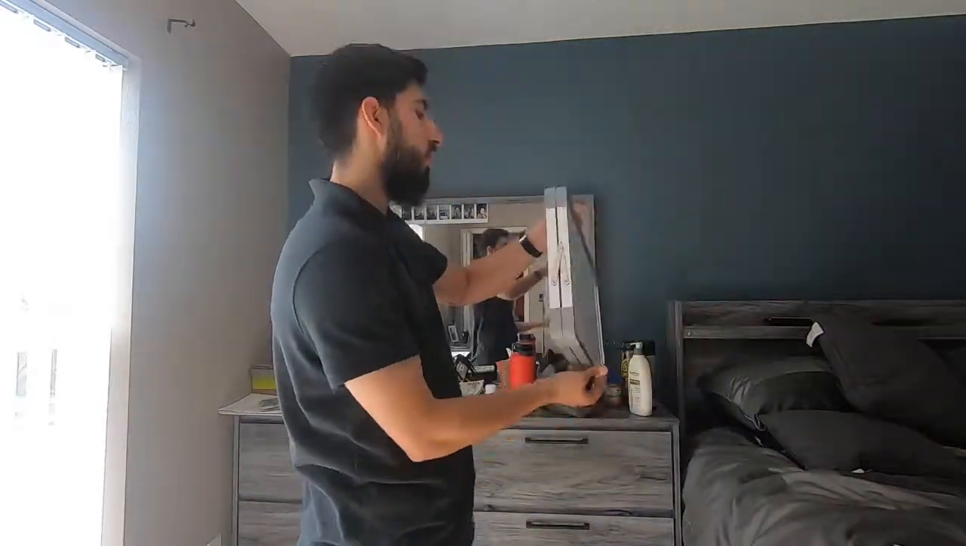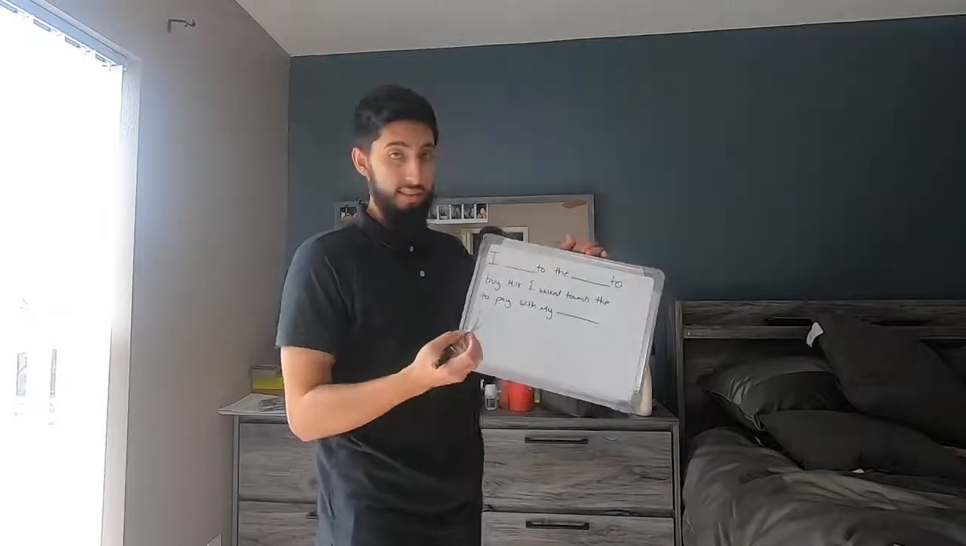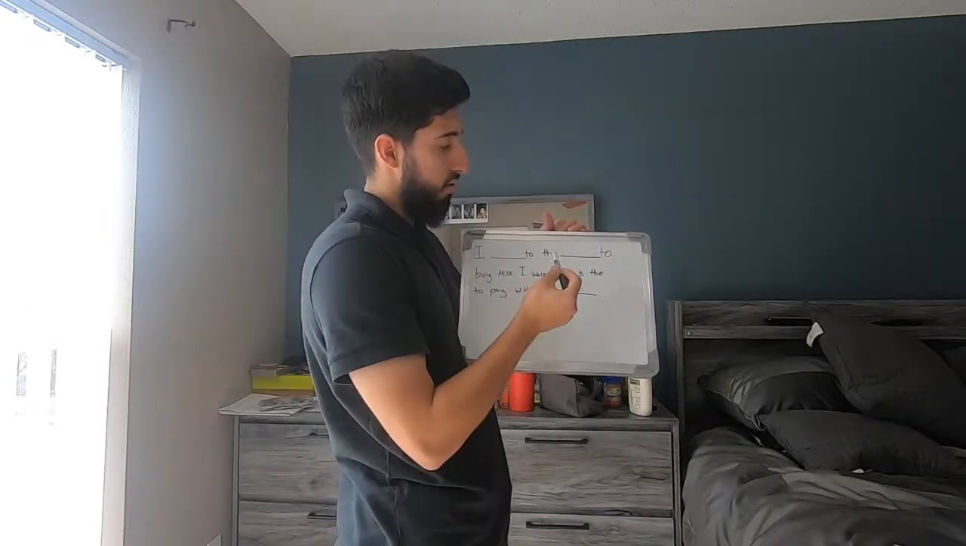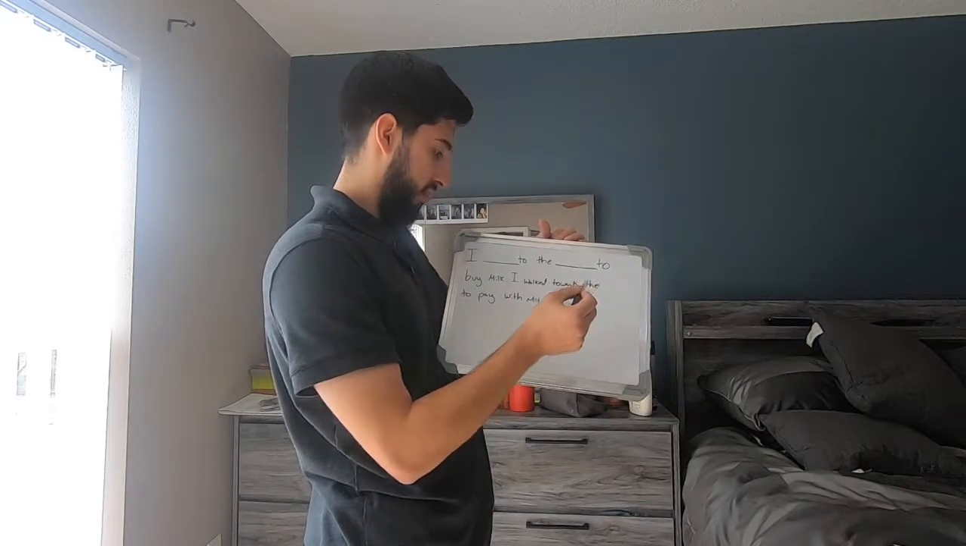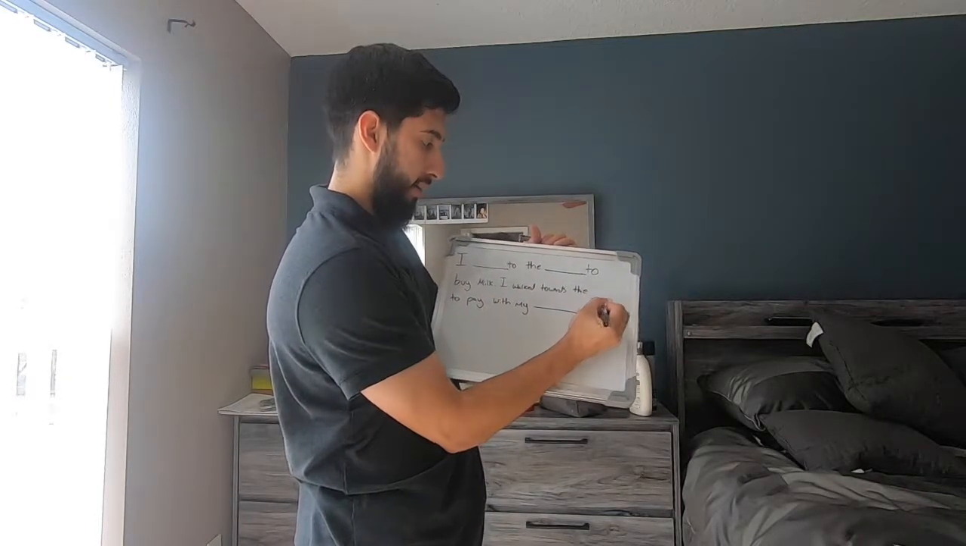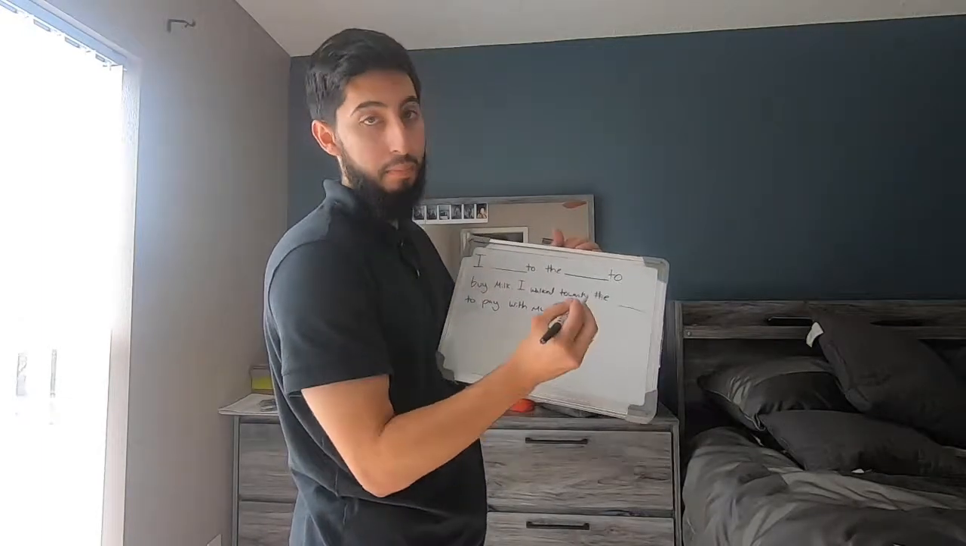All a cloze activity is, is I'm going to give you sentences from a passage, and in those sentences there's going to be a few words that are left blank, and it's going to be our job to reread the passage, go through context clues, phonetic clues, and find out what those blanks may be. So let's get started. The first one says, I blank to the blank to buy milk. I walked towards the blank to pay with my blank.